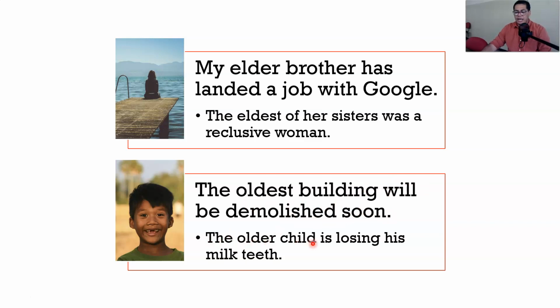The older child is losing his milk teeth. So you can see the child is losing his milk teeth. So I am using older child here because I can say that, right? Older child. In here, it wouldn't be a good idea to say the elder child. Yeah, maybe you could do it, but it's better to use elder and eldest, I repeat, with family members. I will continue explaining a couple of these special cases in the next video, guys.